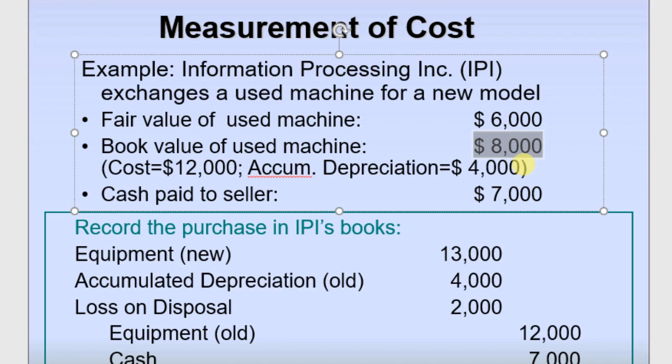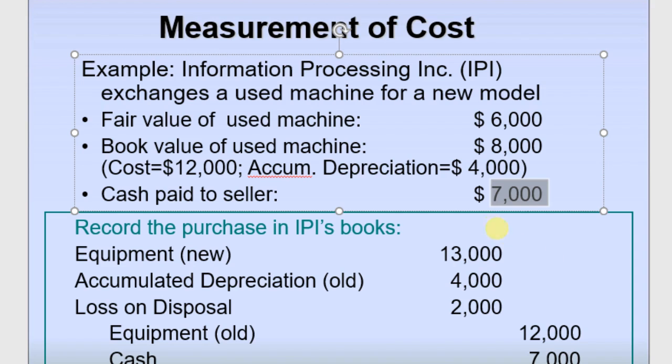Okay, now right away, think about this. If the book value is 8 and the fair value is 6, we have a $2,000 loss on the exchange. It's worth $2,000 less than our book value. The other thing that we're doing is paying $7,000 cash. So we could calculate this journal entry before we started recording the journal entry.